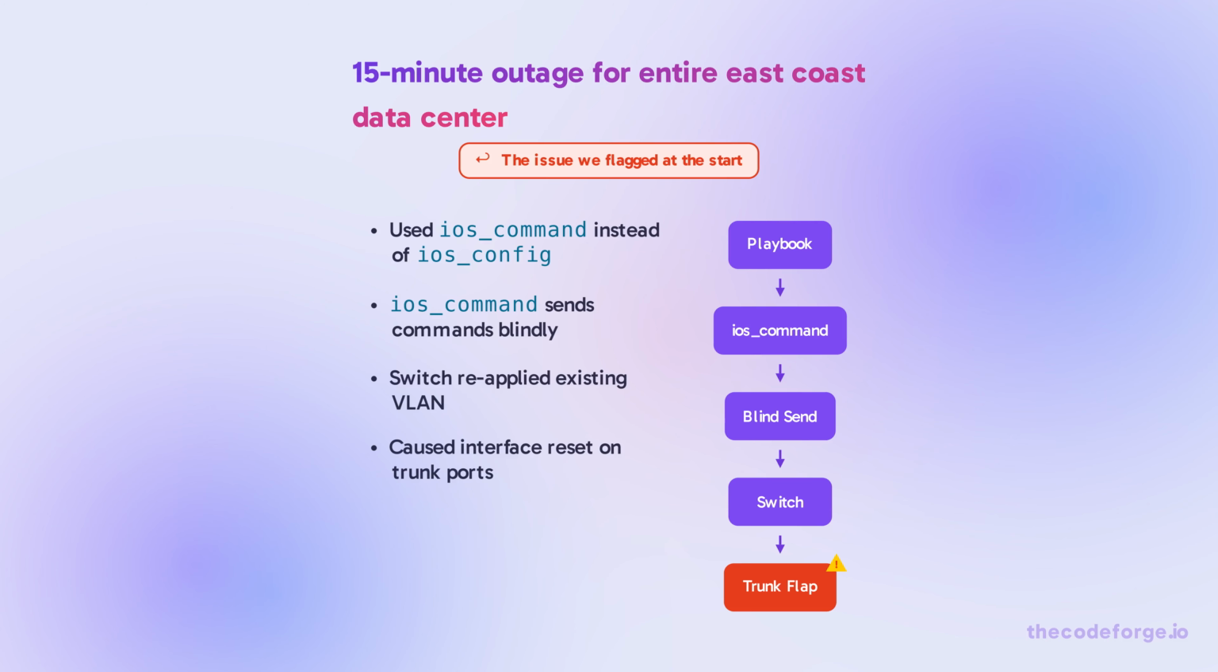Here's exactly why that happened. The engineer assumed ios_command was idempotent because it was just sending a command. But ios_command does not check current state. It sends the command verbatim. The switch interprets VLAN 100 as a create command even if VLAN 100 exists, causing a momentary interface reset.